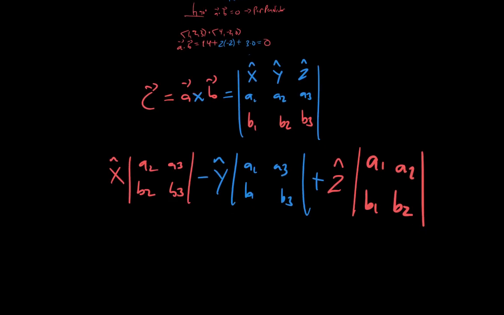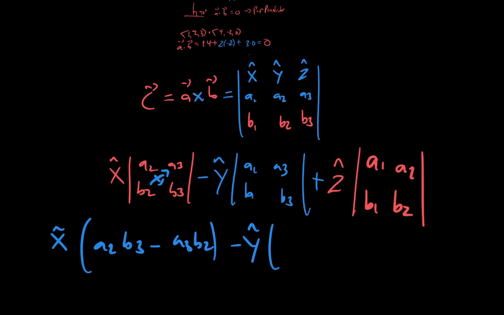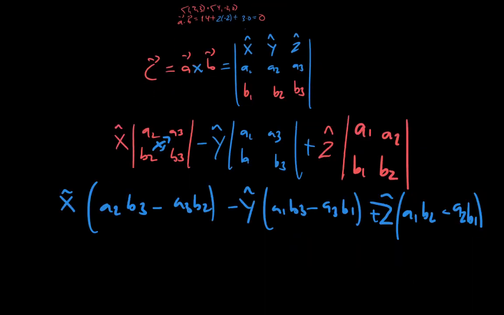And now when we take the determinant of these 2x2 matrices, it would be just the cross term. So x unit times A2 B3 minus A3 B2, and then minus y unit times A1 B3 minus A3 B1, plus z unit times A1 B2 minus A2 B1. And that's the cross product.